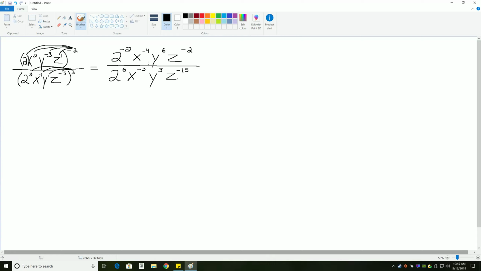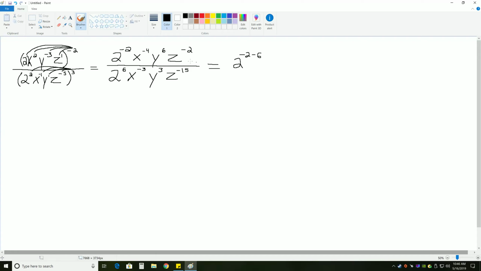And now from here, we want to combine all of these terms. Remember that whenever you are dividing the same base, so in this case 2 and 2 has the same base, we're dividing them. X and x are the same base and we're dividing them, and so on. You just subtract your exponents. So let's start off with the first one. 2 to the negative second divided by 2 to the sixth is just 2 to the negative 2 minus the exponent in the denominator, which is minus 6.